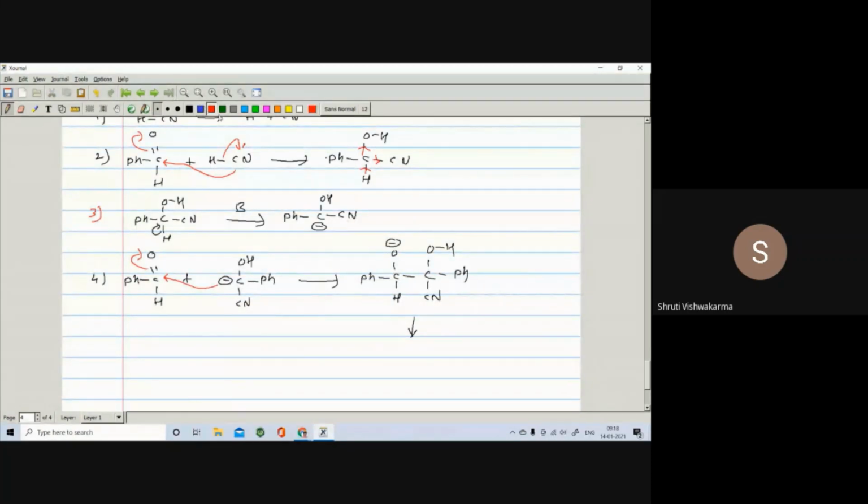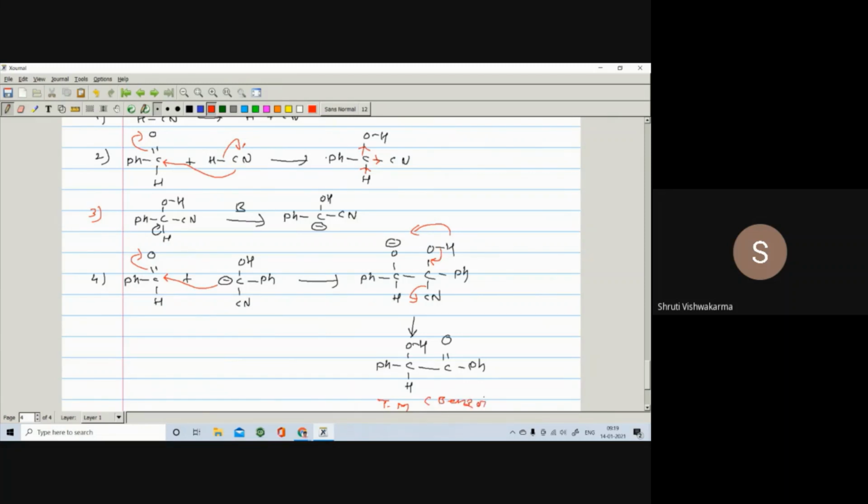In the next step, CN is a good leaving group. This sigma bond opens, CN negative leaves, and the sigma bond shifts to form a double bond, and H positive attacks the O negative. You get the corresponding compound, PhCH(OH)-C(=O)Ph. This is your target molecule, called benzoin.